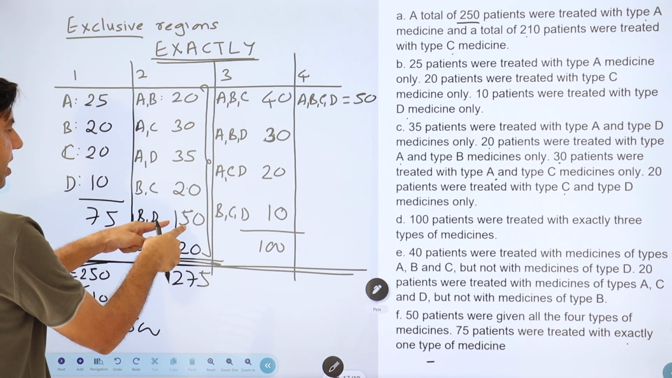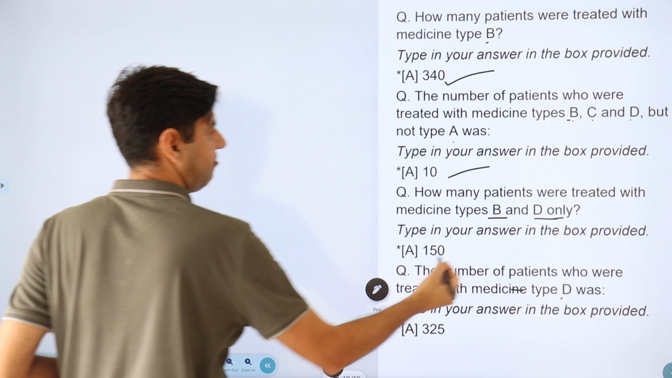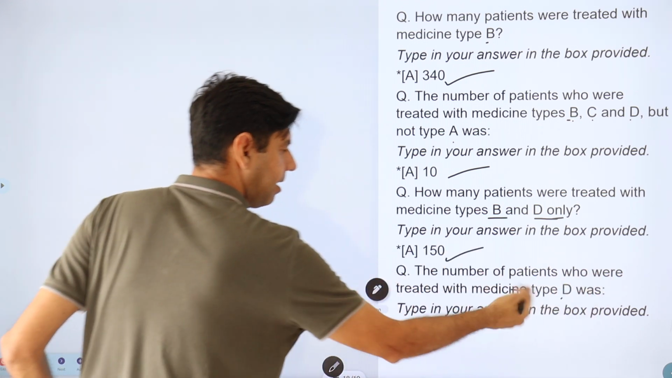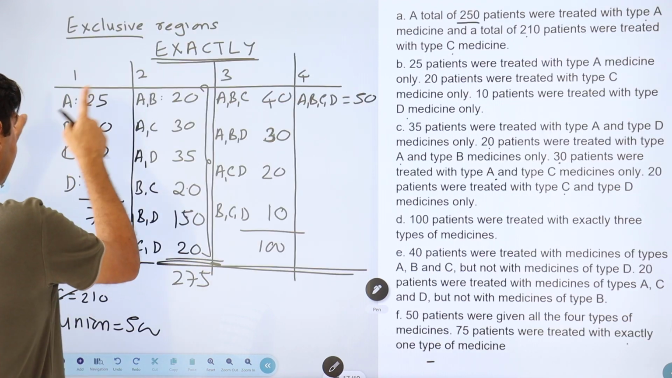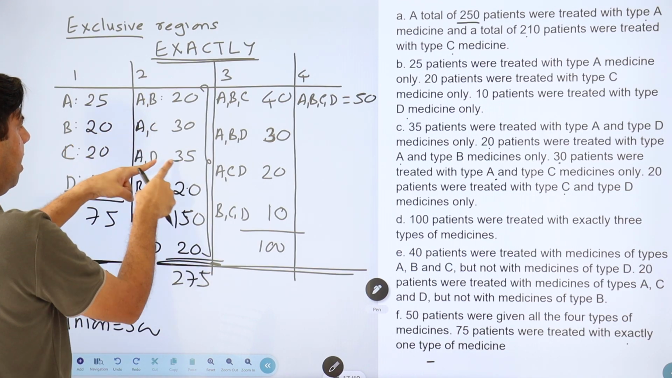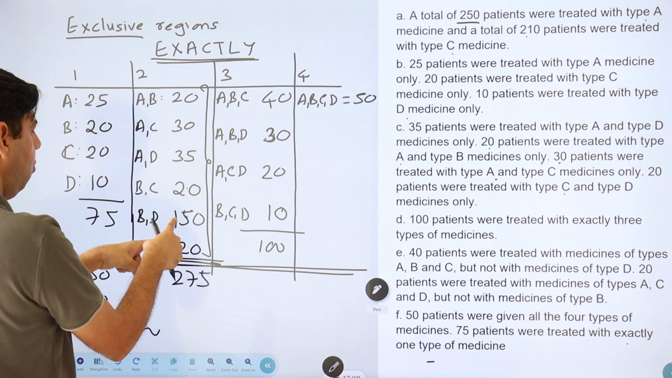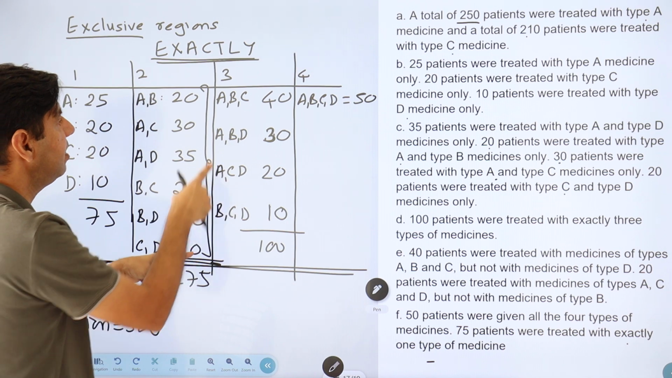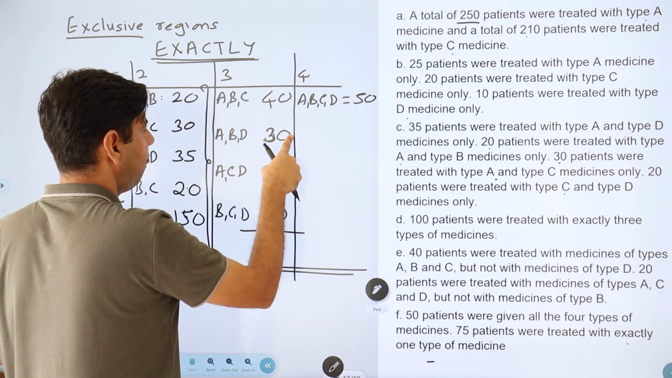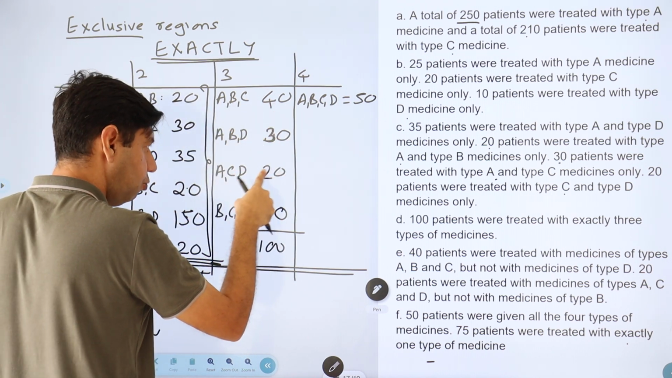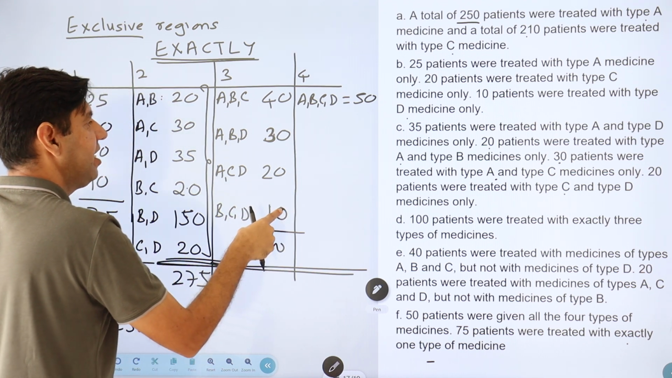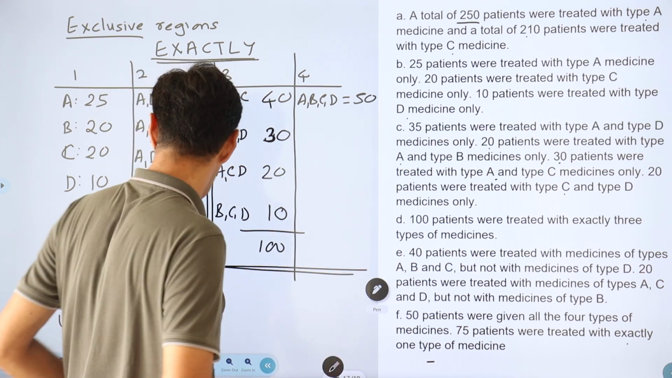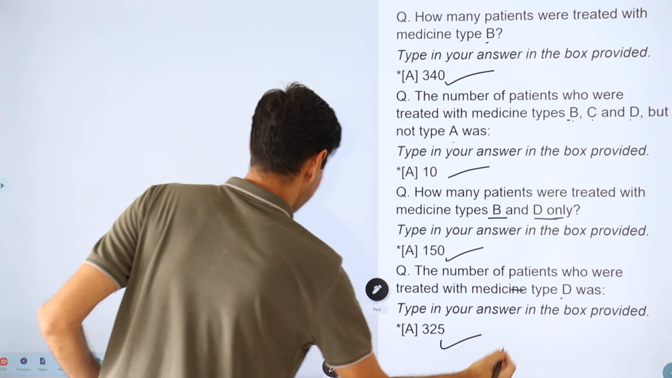How many treated with B and D only? B and D only. The number that we got towards the end, 150. The number of patients who were treated with D was complete D, overlapping D. So add up all the D's. 10, 45, 195, 215, 245, 265, 275, 275 and a 50. 300, 325. 325 is the answer.